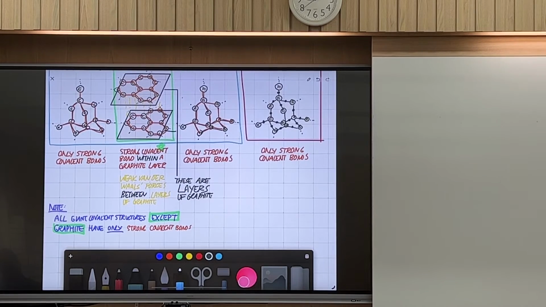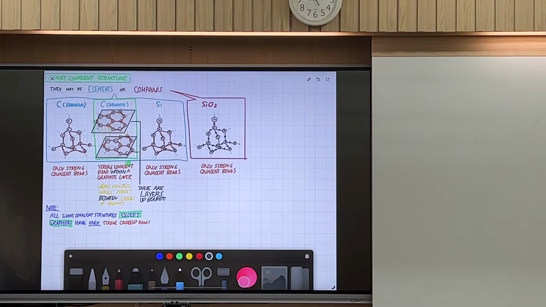So remember this very interesting property. All giant covalent structures except graphite have only strong covalent bonds. Graphite has not just strong covalent bonds, it also has weak van der Waals forces. And then we will look at the unique property of diamond and graphite. When I say diamond, what kind of property do you associate with it? Is it a very soft or very hard substance? Hard. It is the hardest naturally occurring substance.